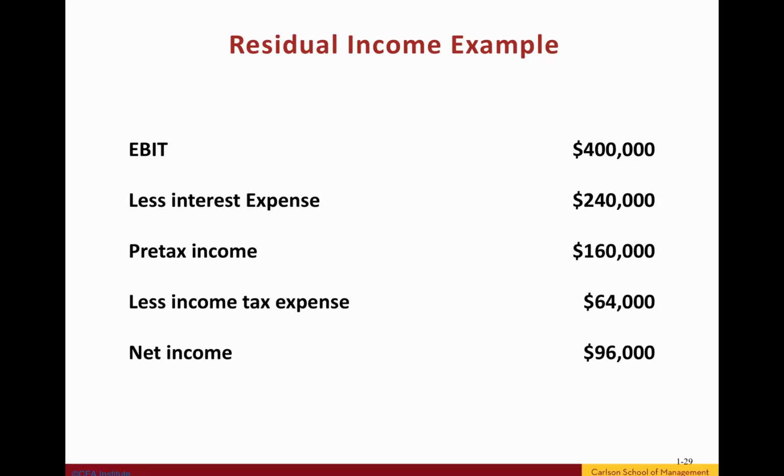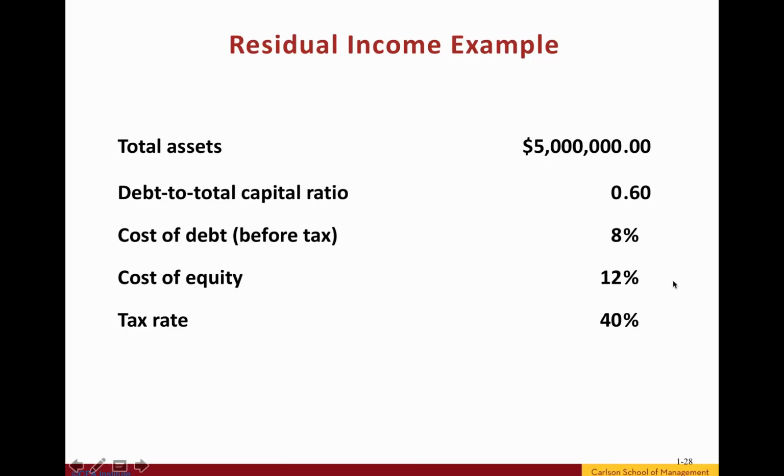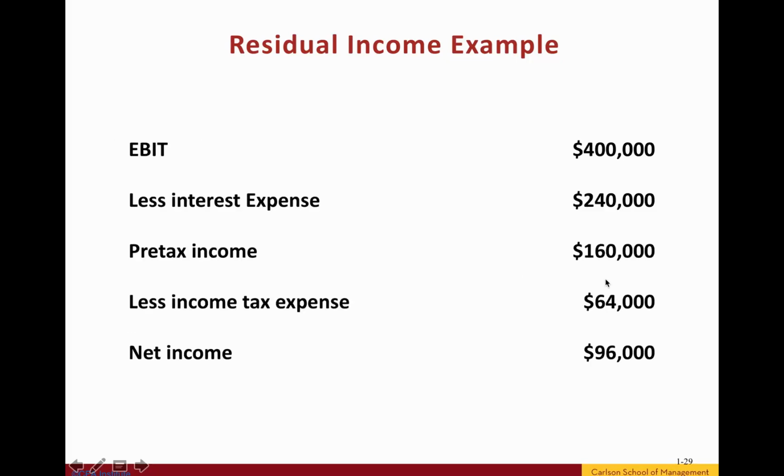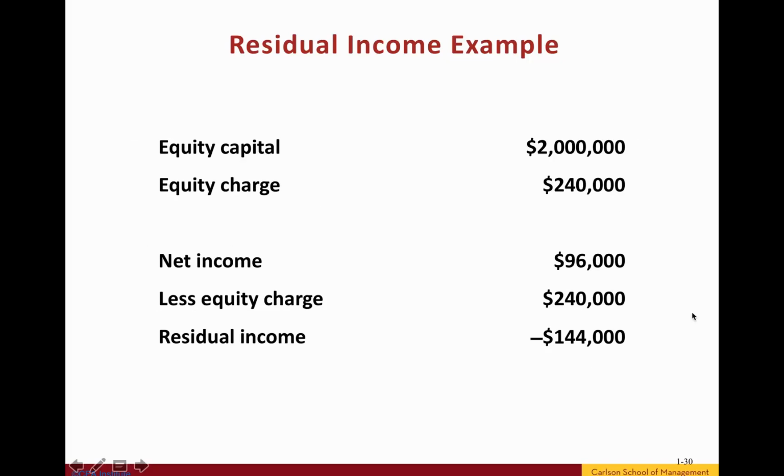And their equity charge is 12% if I flip back to this slide. So $2 million of the $5 million of assets are financed by equity. So they must have capital of $2 million. And I want to take the charge for the cost of equity of 12% against that $2 million. 12% of $2 million is $240,000. So I want to subtract the equity charge of $240,000 from their net income of $96,000. And this is telling me now that the firm has residual income of negative $144,000.